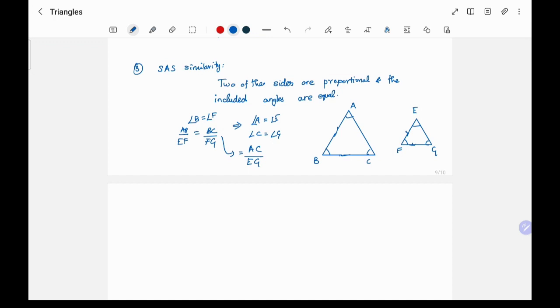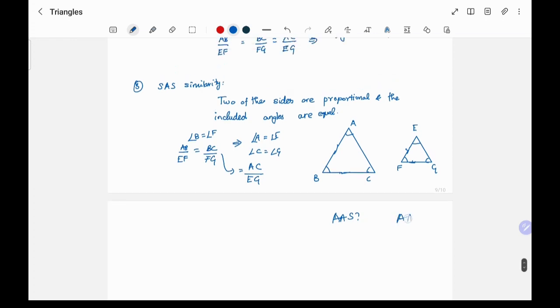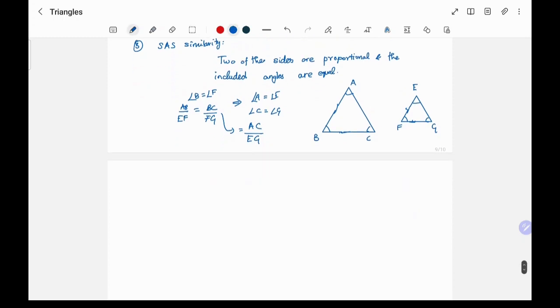And that's all the similarity. You can ask why there is no AAS similarity, but it is already included in AAA, right? Because if two angles are known, we'll also know the third angle. And with one side we cannot say it is proportional, right? We need at least two sides to show the proportionality.